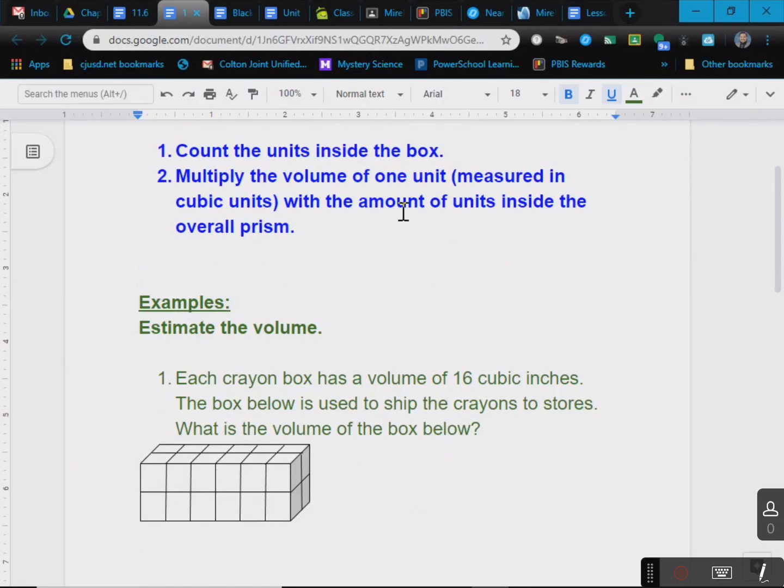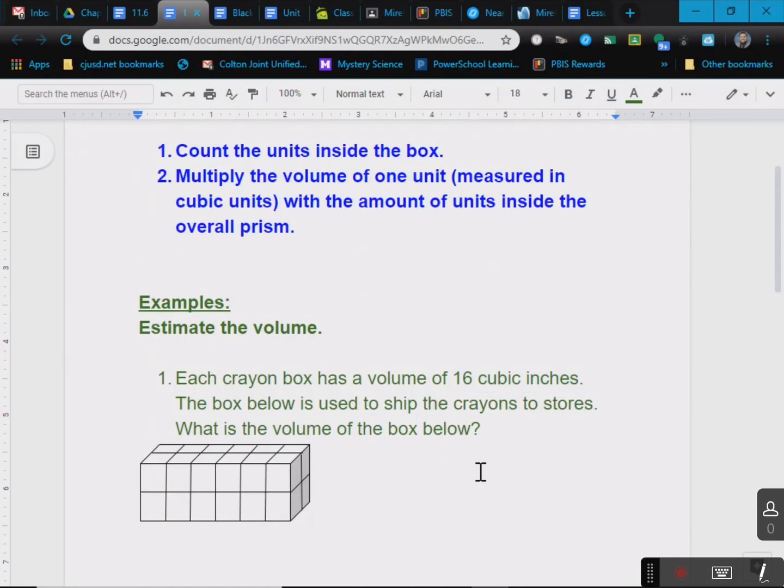And that one unit, like I said, is going to be measured in cubic units. Like in this example, it's cubic inches. Okay, it could be cubic centimeters, cubic feet, whatever. You're going to multiply the volume of one unit with the amount of units inside the overall prism. So inside this overall box, how many are there? Multiply it times cubic inches.